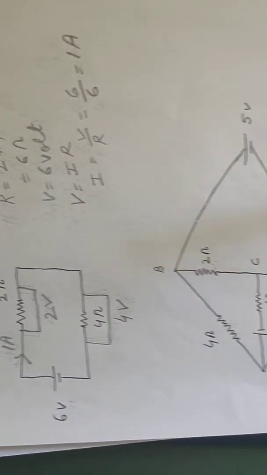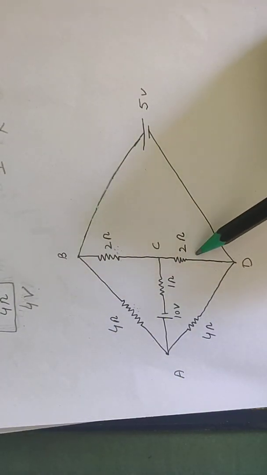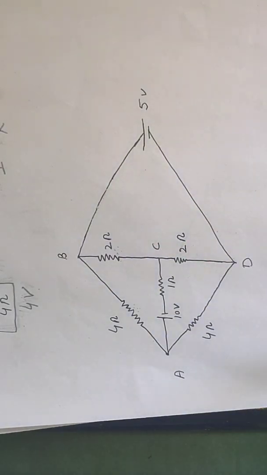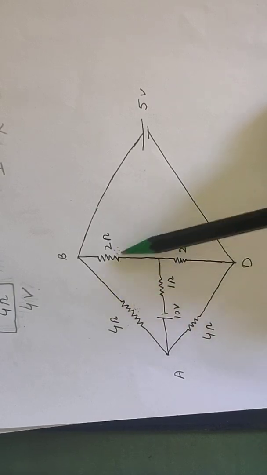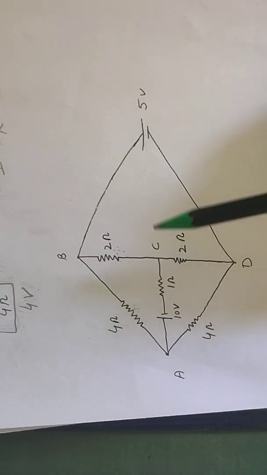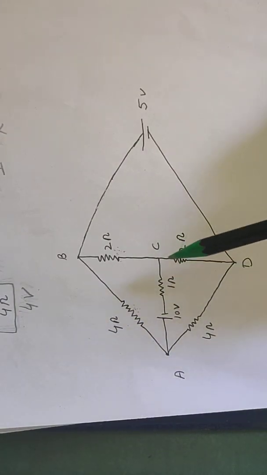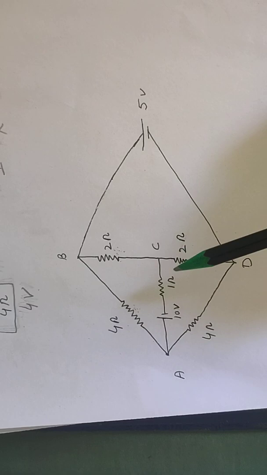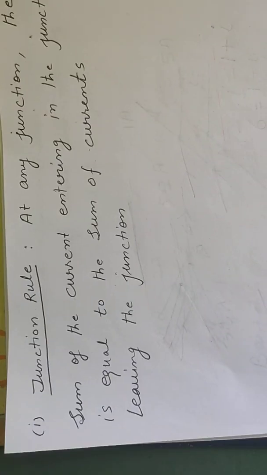Now let us consider this type of circuit. Here the 2 ohm and 2 ohm resistances are not in series. Also, the 4 ohm and 2 ohm resistances are not in parallel. So it is difficult to analyze this type of complex circuit. To overcome this problem we apply Kirchhoff rules, and there are two Kirchhoff rules. The first Kirchhoff rule is called the junction rule.